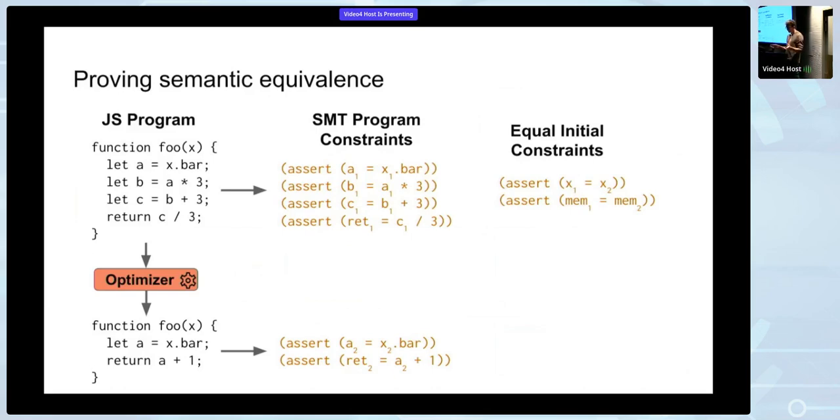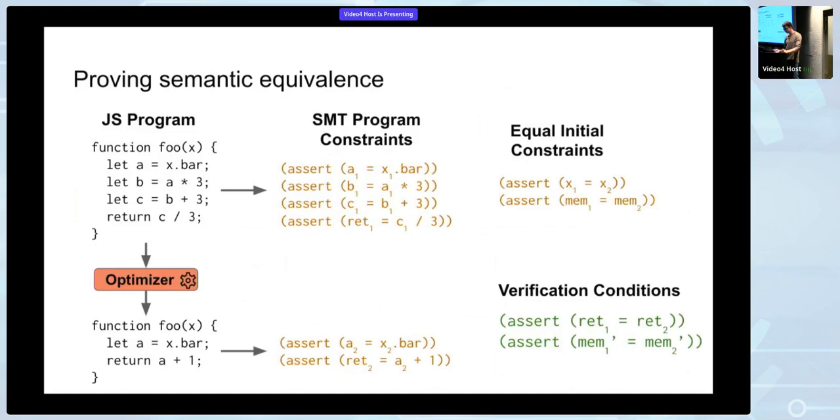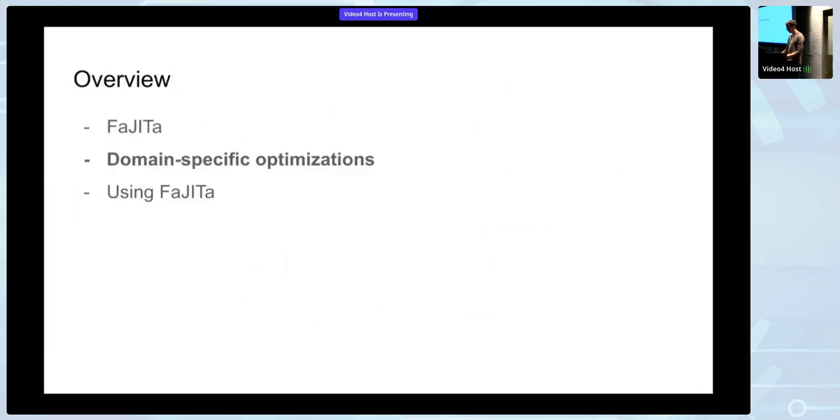Now that we have all this stuff set up, if these programs are actually equivalent, then under all circumstances, which is all these initial memory constraints, the output return values should be equal, and our resulting memory conditions should be equal. For the browser JITs in particular, there's a little bit of extra checks that we have to do, which I'll omit here. But these are related to sort of global browser state. So this is sort of the general setup.